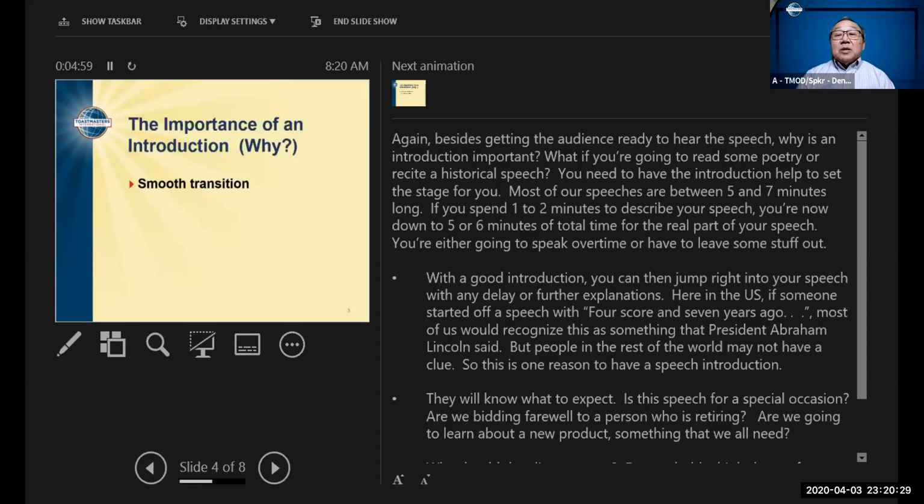But with a good introduction, you can then jump right into your speech without any delay or further explanations. Here in the United States, if someone starts off a speech with saying "47 years ago," most of us here in the United States would recognize this as something that President Abraham Lincoln said, but people in the rest of the world may not have a clue. So this is one reason to have a good speech introduction.